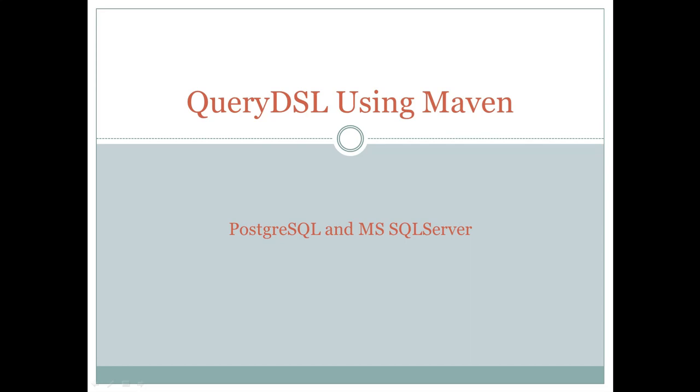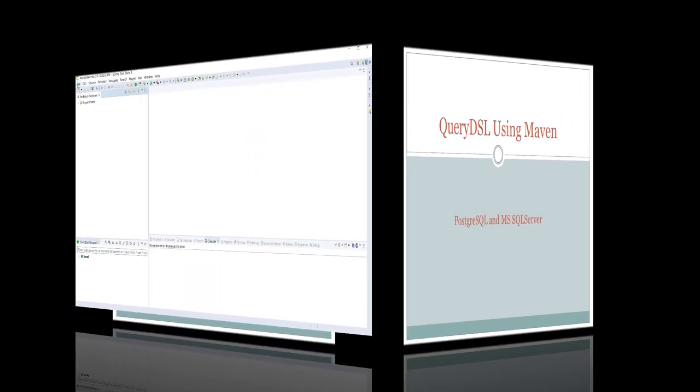Hi, in this video we are going to learn how to create a Core DSL project using Maven. For this we are going to use two different DBs. The first one is PostgreSQL and the second is MS SQL Server. Let's dive into the practical session now.